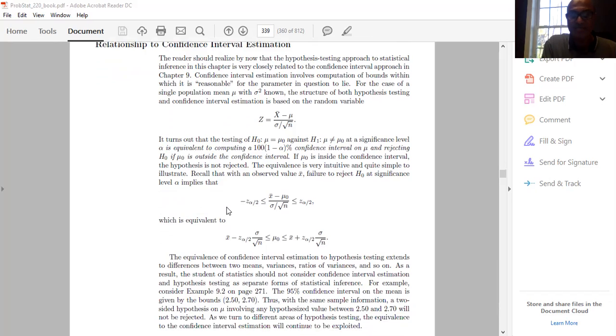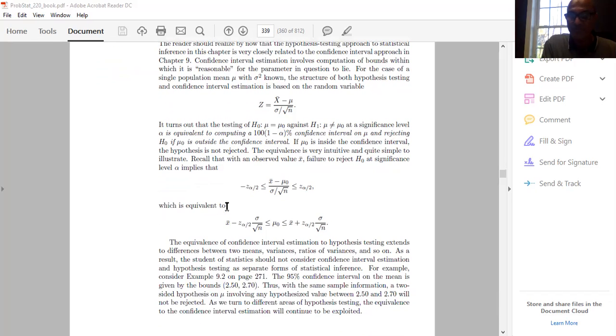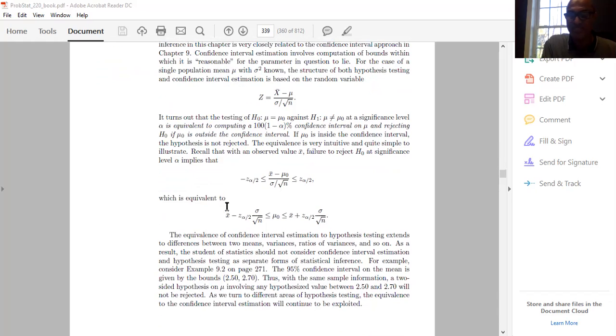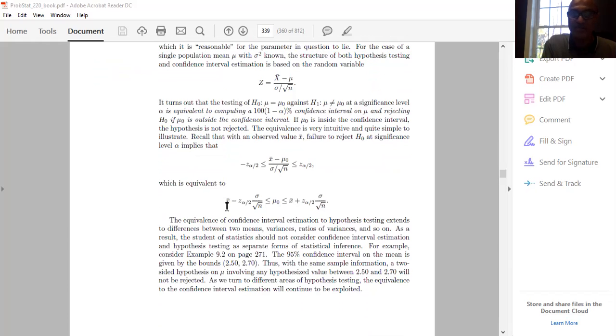Good. So here it says that the connection of confidence interval estimation to hypothesis testing extends to differences between two means, variances, ratios of variances, and so on. As a result, the student of statistics should not consider confidence interval estimation and hypothesis testing as separate forms of statistical inference. Both are the same thing, just different ways of looking at the scenario.